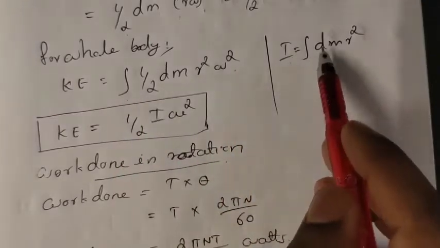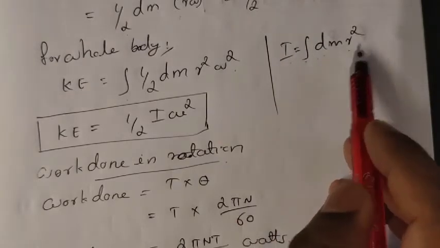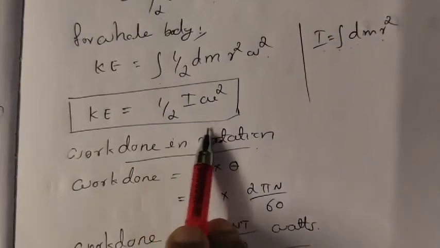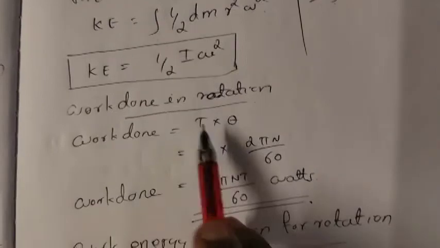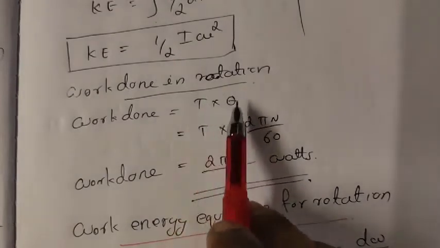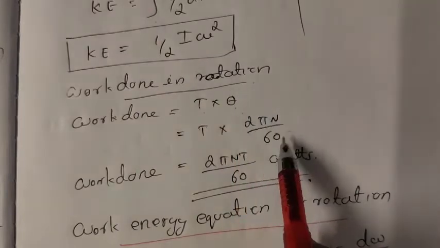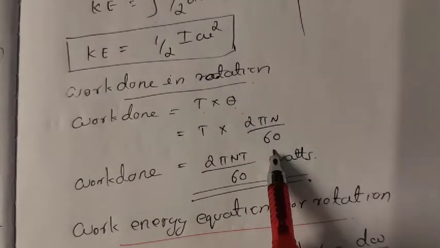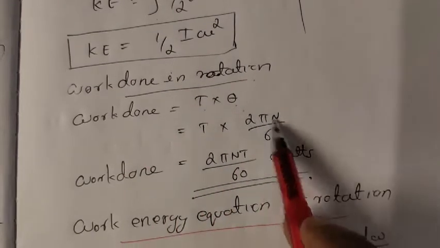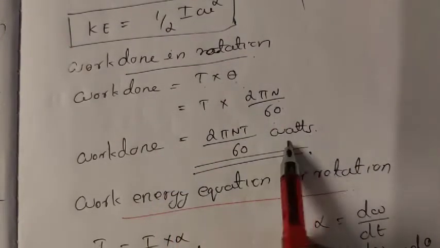Here also, I, the second moment of inertia, is equal to the integral of dm r square. Substituting, we get K equal to half I omega square. The next topic is work done in rotation: work done is equal to T theta, where T is torque and theta is the angular displacement. In rotation, we take this as 2 pi n by 60, which we already discussed in previous lectures. So work done is 2 pi n T by 60, in watts.